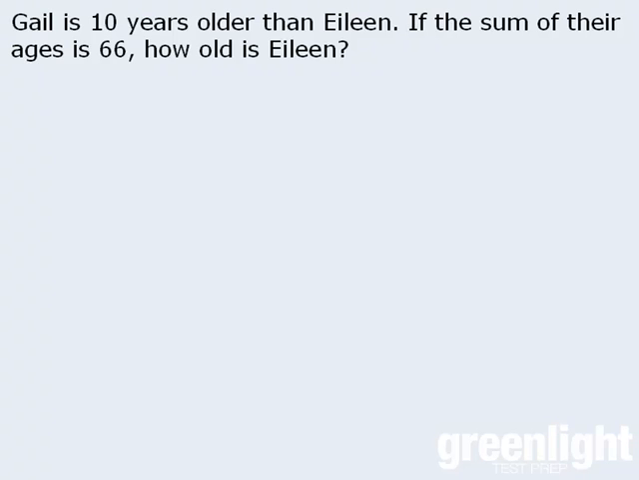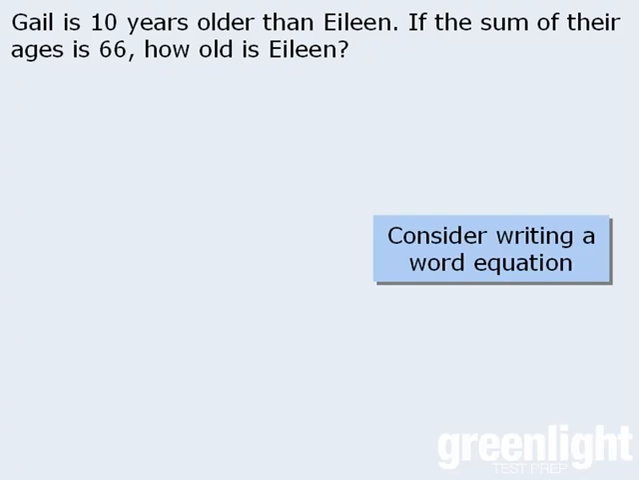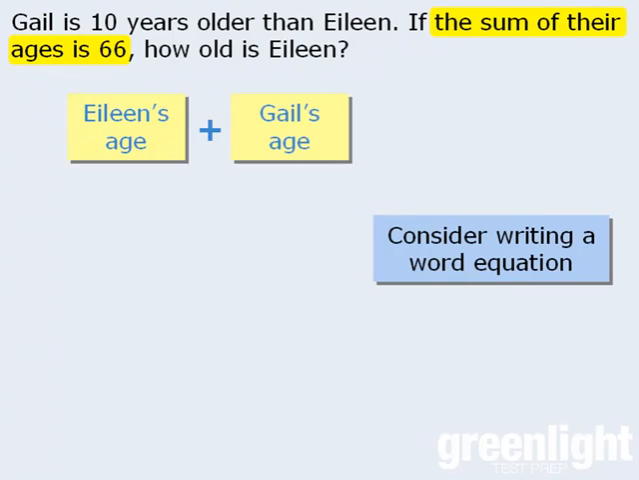Now how do we go about assigning variables? Which values do we even choose to assign variables to? Well, there are several guidelines that we can use to help us. One guideline is to consider writing a word equation. Here's what I mean by a word equation. The question tells us that the sum of the two ages is 66. So we can write Eileen's age plus Gail's age equals 66.